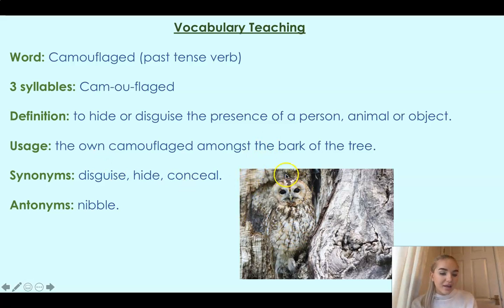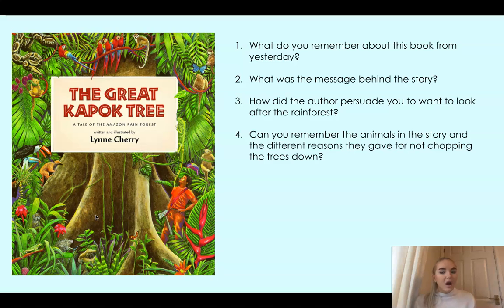And you can see that here, that because the owl is a specific colour, the fur is a specific colour and pattern, that the owl actually camouflages amongst the bark of the tree because he disguises itself, it hides or it conceals. Okay, now, I want you to think about the book that we read yesterday.